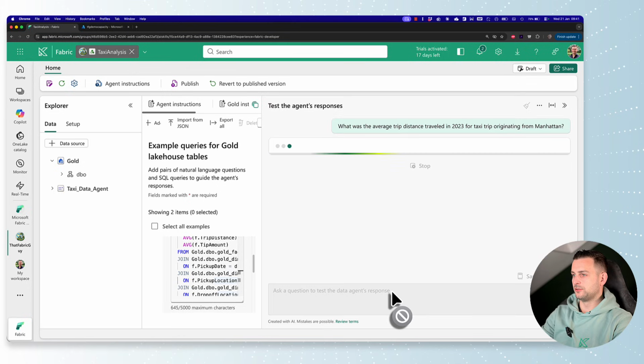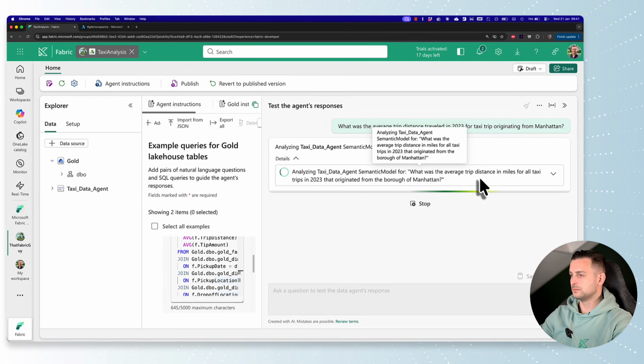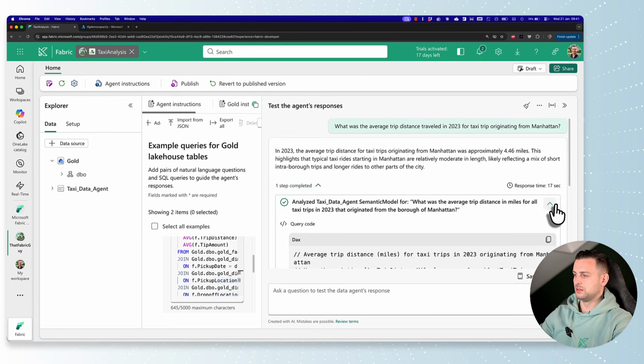This should refer to the semantic model. We can validate that it is actually doing the semantic model by opening the query that it is going to generate here. It should understand that Manhattan is a borough. It does that. Trip distance in miles, blah, blah, blah. All right, steps completed. Looking here.